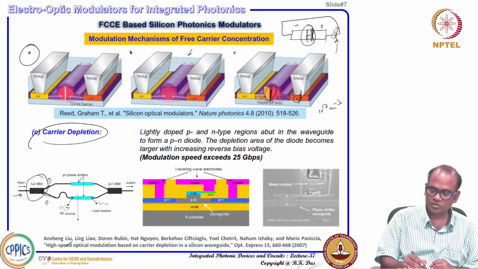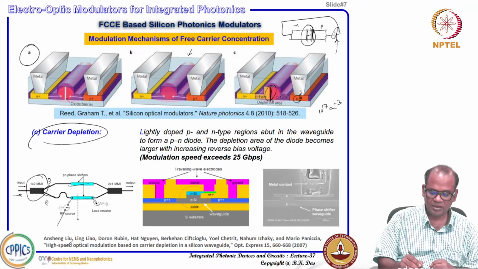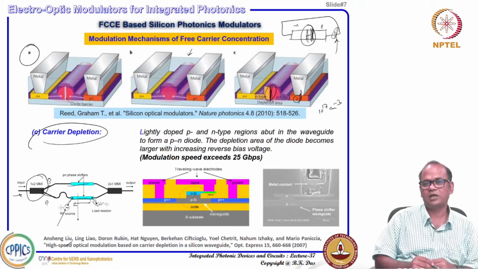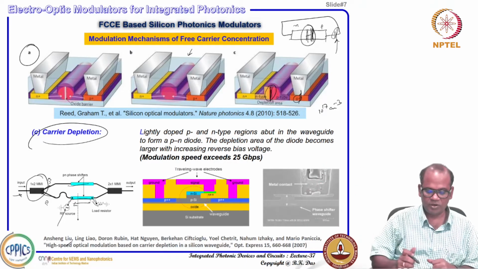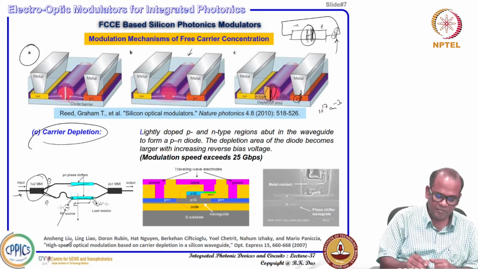If there are any losses because of the imaginary part of the refractive index change, they fabricate identical phase shifters, but to one of the phase shifters they are giving an RF source, and they are using a load resistor because this length is sufficiently large. So it is like a transmission line: the signal goes here, travels, and comes back through a load resistance, so that any RF signal is not reflected back. It's a kind of transmission line that you are terminating with impedance matching. That way they have done it, and they have used an additional arm length.